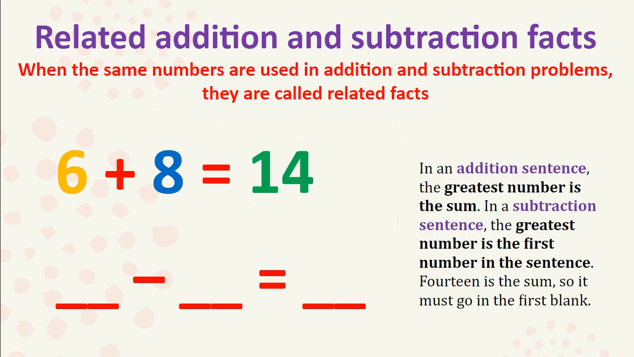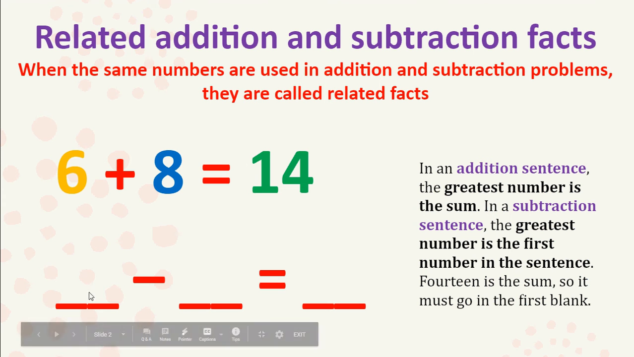So when we talk about related facts, we know that the numbers being used are going to be the same. Related, they're in the same family. In an addition sentence, the greatest number is the sum. So if we have 8 plus 6 or 6 plus 8 equals 14, this is our sum. Addition and subtraction are related, so I can pull this sum and it will become the first number in my subtraction sentence.